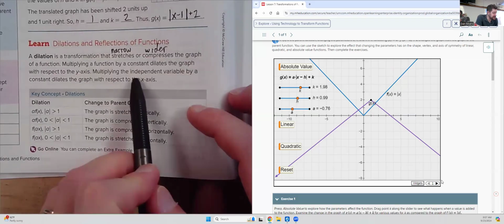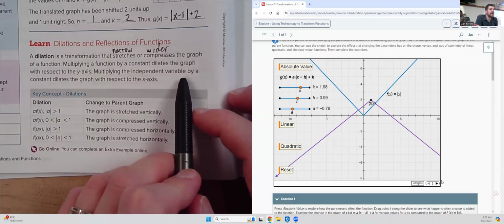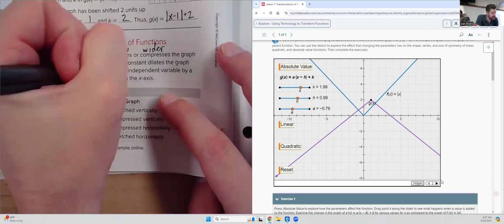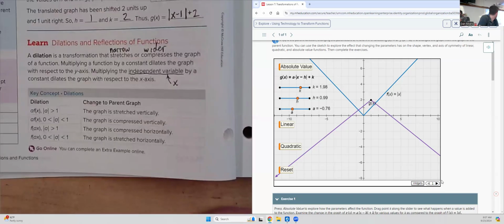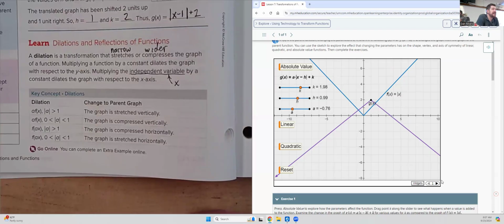Multiplying the independent variable. Which one's the independent variable? x or y? x. Yeah, the independent variable is x. If you multiply that by a constant, then that will dilate the graph with respect to the x-axis. It just depends on where the multiplication is happening.